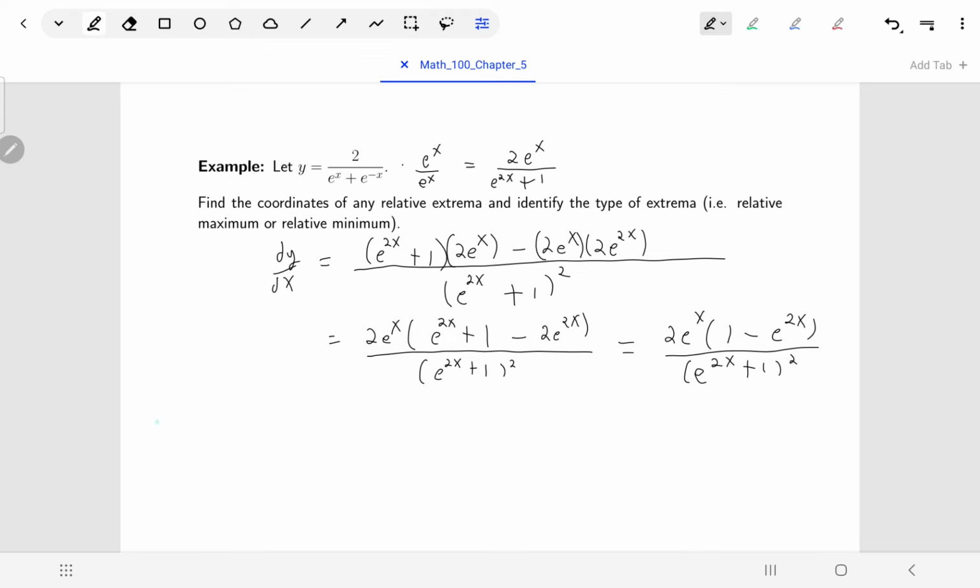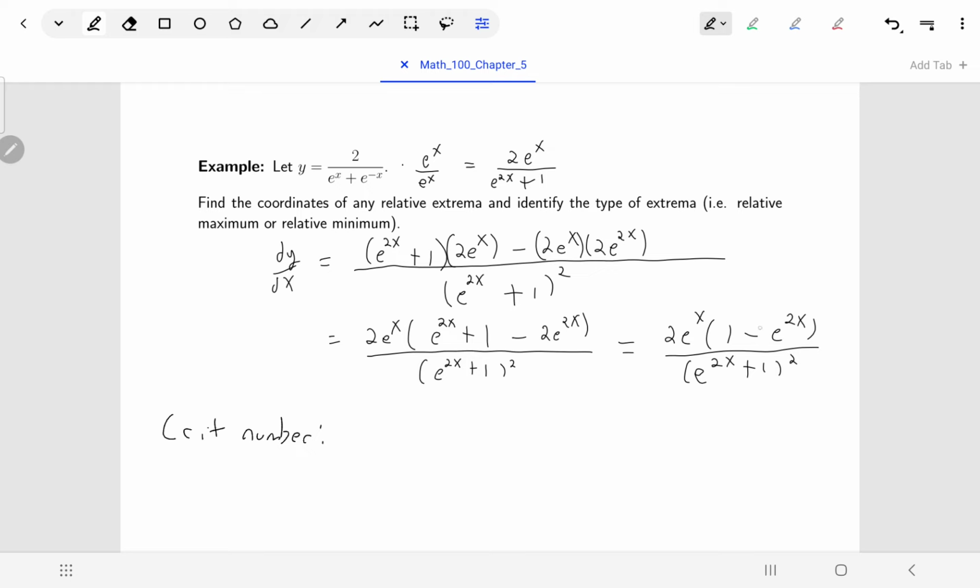So now when I'm thinking about critical numbers, remember for critical numbers we need to figure out any place where either the derivative is 0 or the derivative is undefined. So for sure the derivative will never be undefined, and the reason for that is this denominator will never be 0. E to the 2x, no matter what x is, is going to be something bigger than 0. So e to the 2x plus 1 will definitely be something bigger than 1, and when we square it, it'll still be something bigger than 1. So our denominator is never 0.